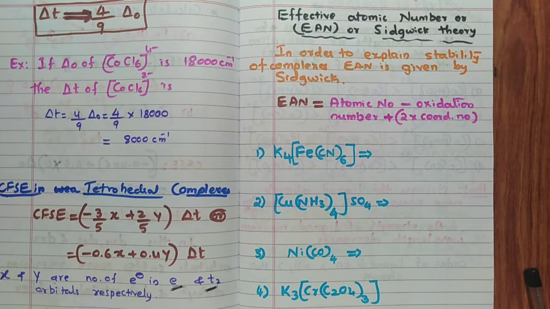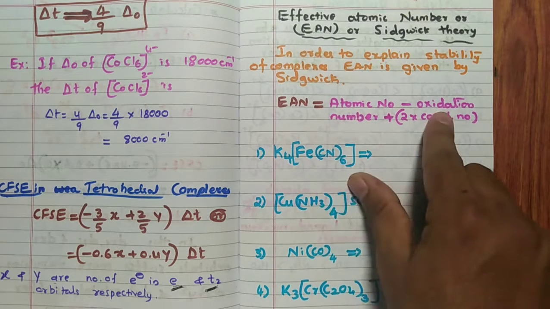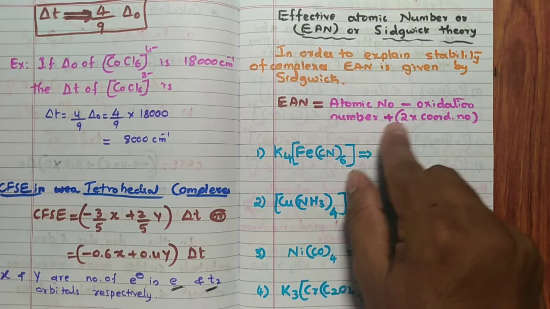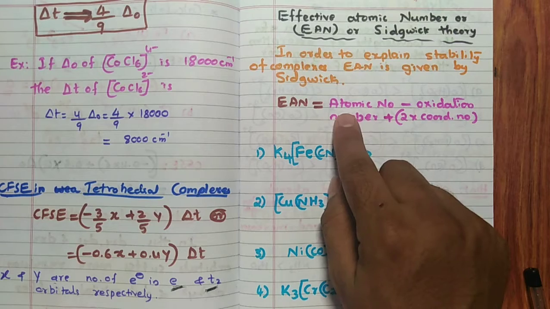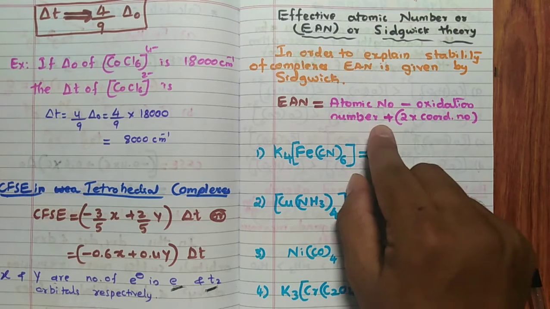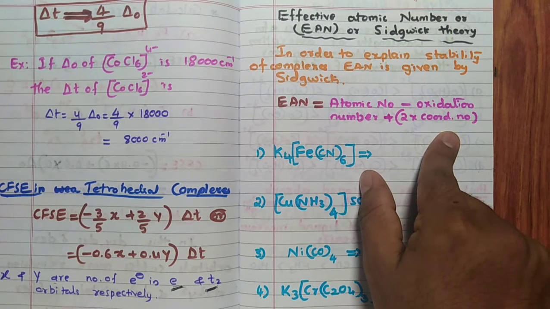This is the theory after Werner's theory, another Sidgwick's theory. Sidgwick is a scientist who gave this particular theory. We call it EAN, the effective atomic number. How to calculate? EAN is equal to atomic number minus oxidation number plus 2 into coordination number. Very simple formula. Remember that. Atomic number minus oxidation number plus 2 into coordination number.